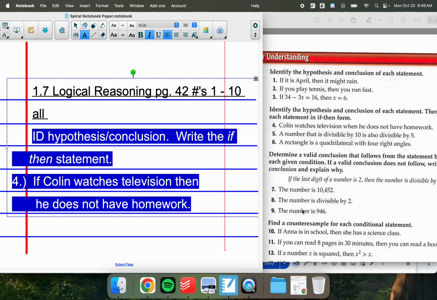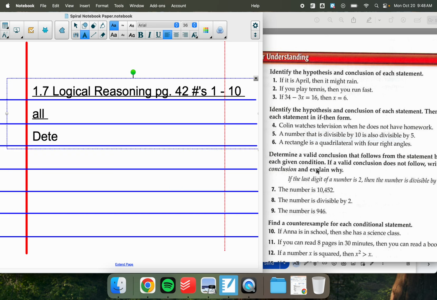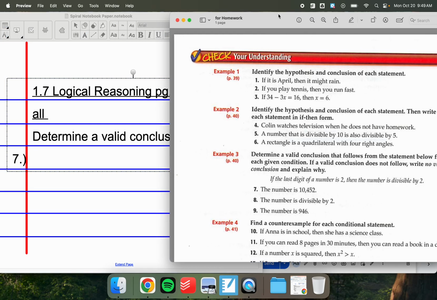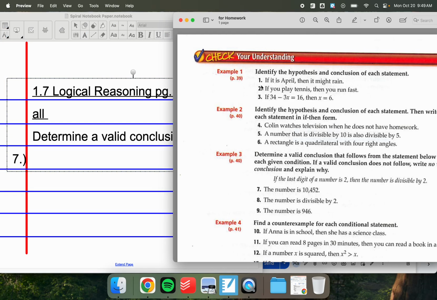So then we have tons of instructions for problems 7 through 9. So instead I'll just put determine, and make sure you pause the video, finish 5 and 6 before you move on to 7. Determine a valid conclusion. And then instead of that follows this if-then statement and all that kind of stuff, we'll just keep it as is. The statement they give us: if the last digit of a number is 2, then this number is divisible by 2.